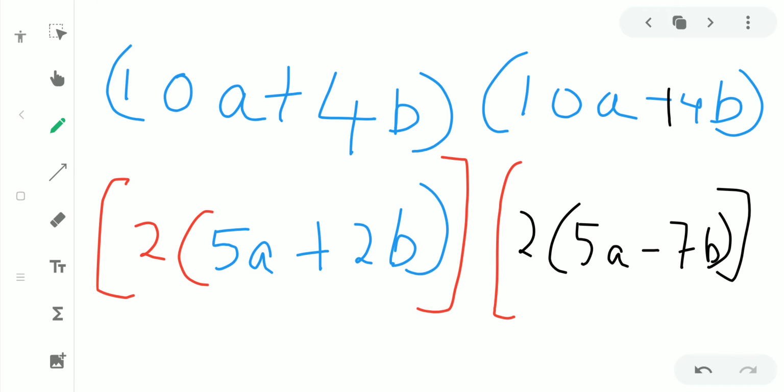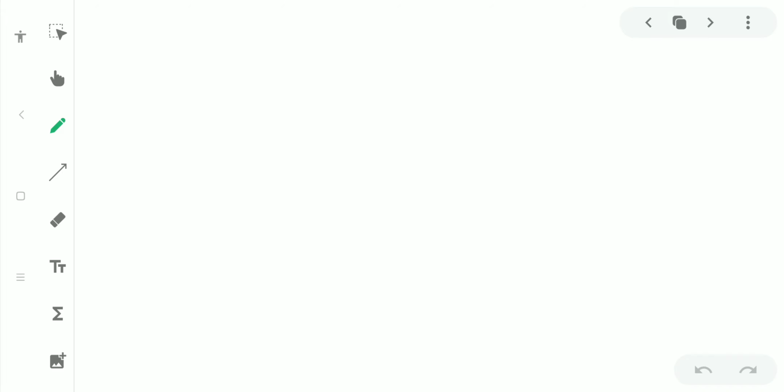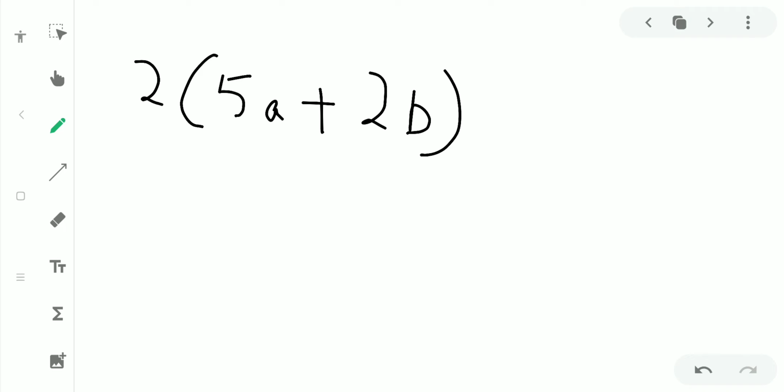So we will be getting 2 times (5a plus 2b) times 2 times (5a minus 7b). I am writing it here: 2 times (5a plus 2b) and 2 times (5a minus 7b).